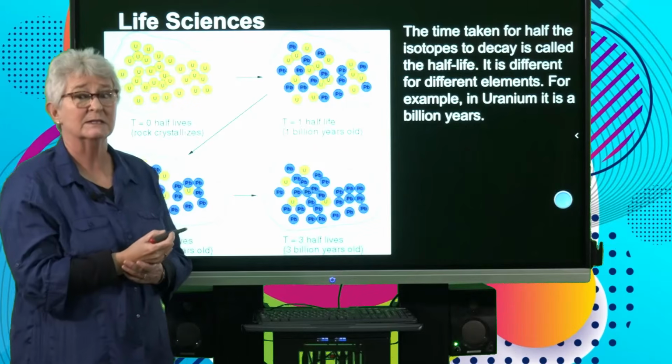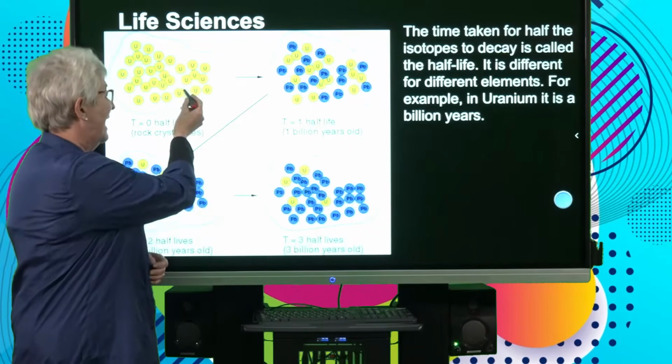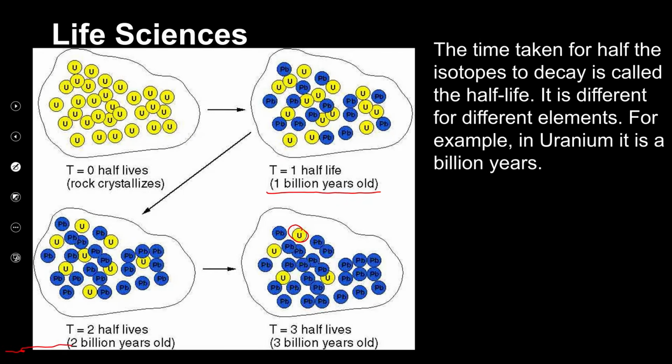So when scientists look at uranium, they just work out how many of the uranium atoms are still radioactive, and that gives them an idea of how old the rock is.